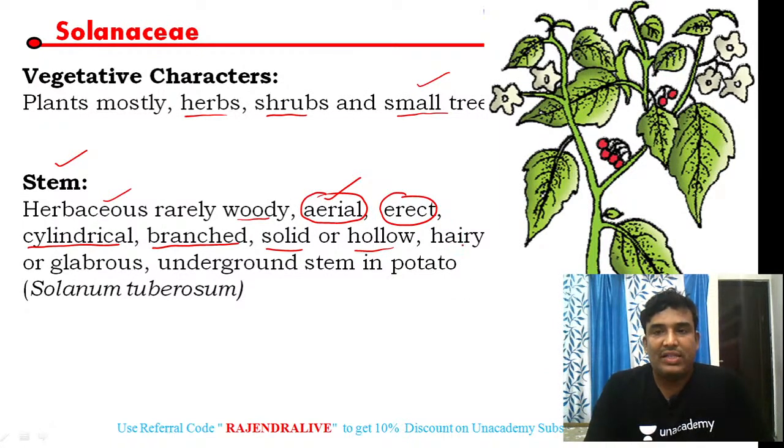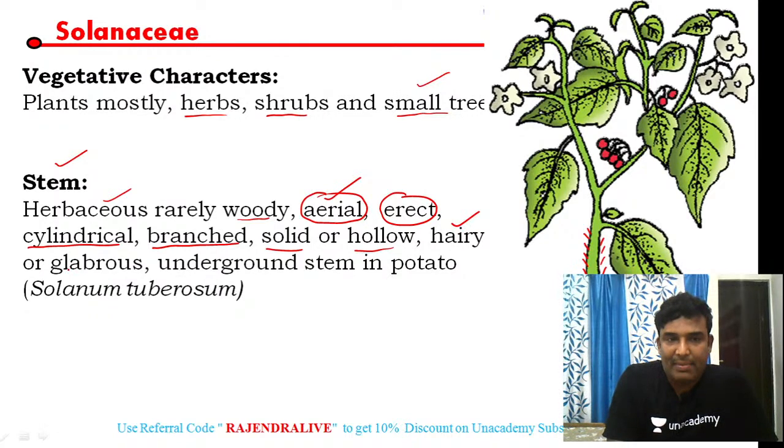And if you see on the stems, you can find small hairs are present. In some members like tomato, you can see small hairs are present on the stem. Or in the potato also, you can see some small hairs are present. So hairy stems or glabrous. Glabrous means non-hairy, so hair is absent.